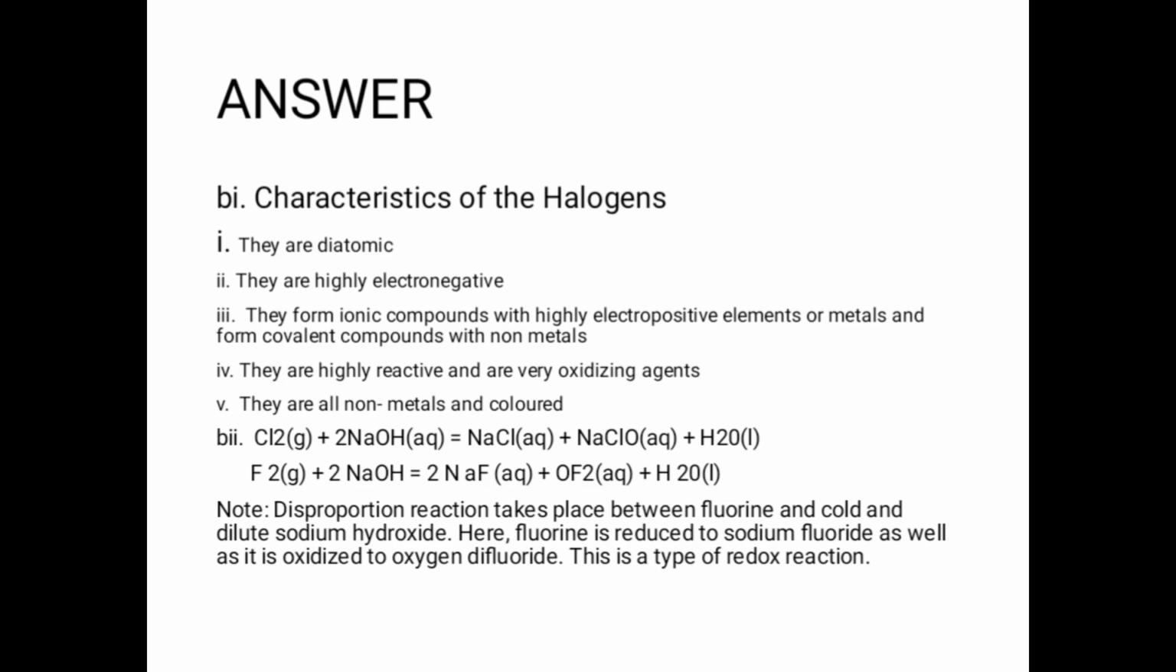That is what is called a disproportionation reaction. It's a reaction in which a particular substance is reduced and oxidized almost simultaneously. So disproportionation is a type of redox reaction where you have reduction and oxidation taking place at the same time. So a disproportionation reaction occurs when fluorine reacts with cold dilute sodium hydroxide. Please take note of that.